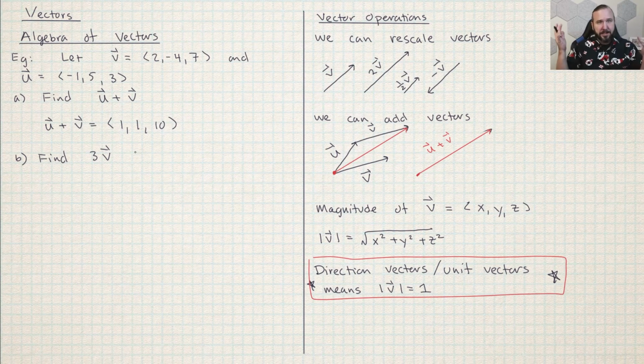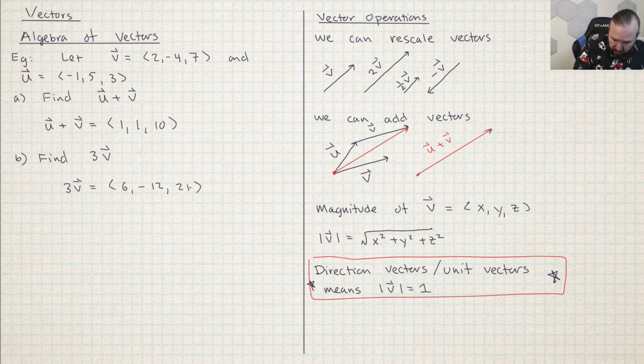The way that you rescale a vector is, if you want it to be 3 times as long, you just multiply all the coordinates by 3, and then they're all 3 times as big, and that makes the length 3 times as long. So 3v here is equal to 6, negative 12, 21. So the algebra of vectors is really easy, which is kind of nice.